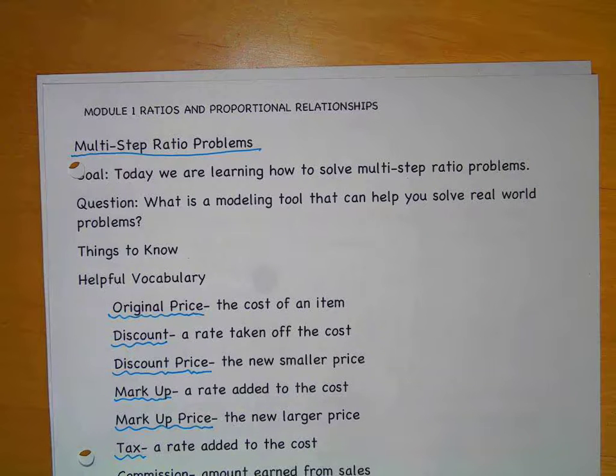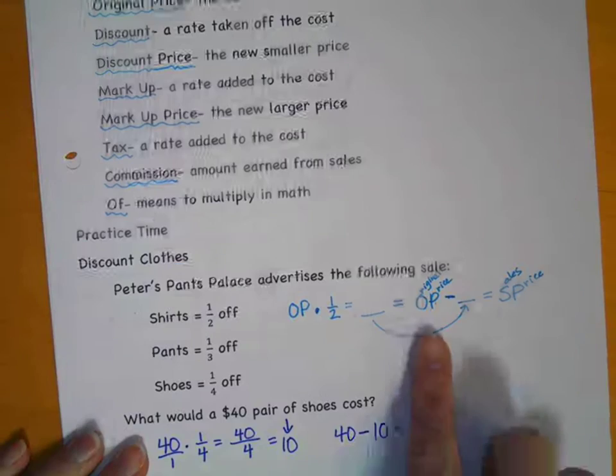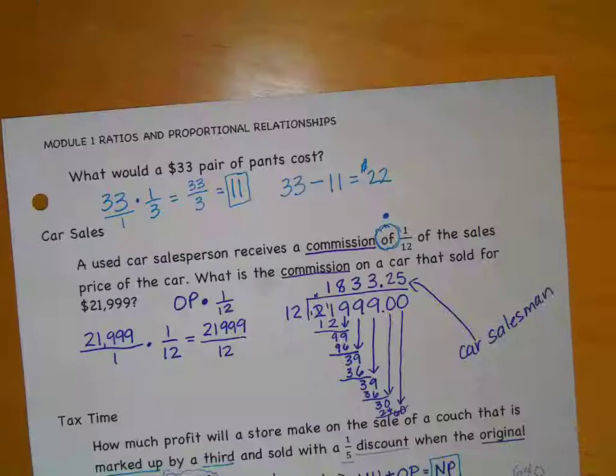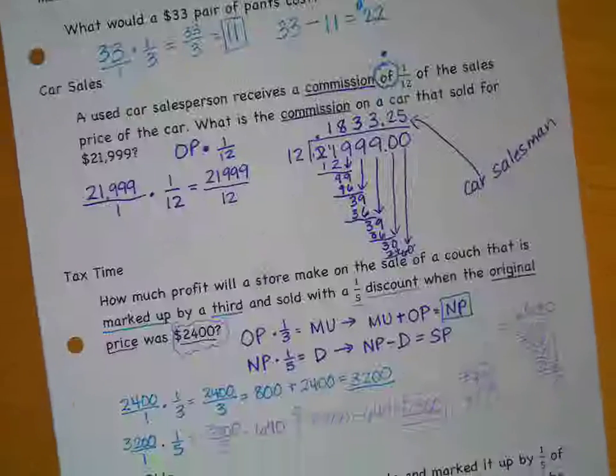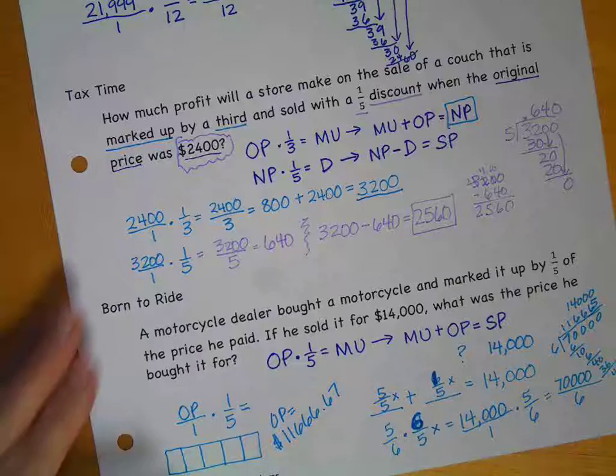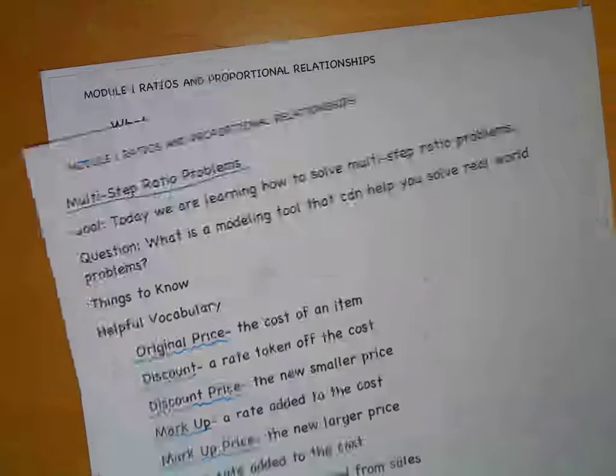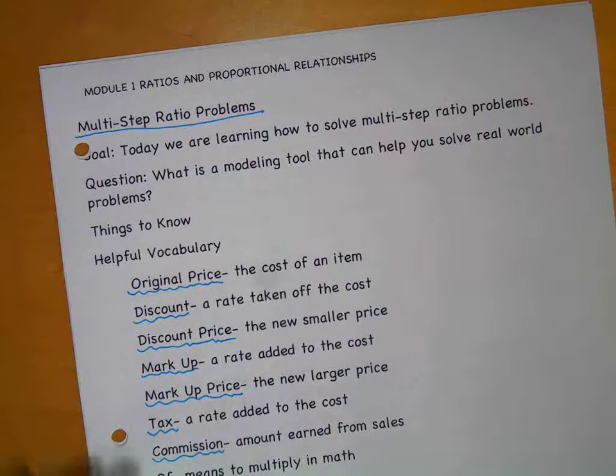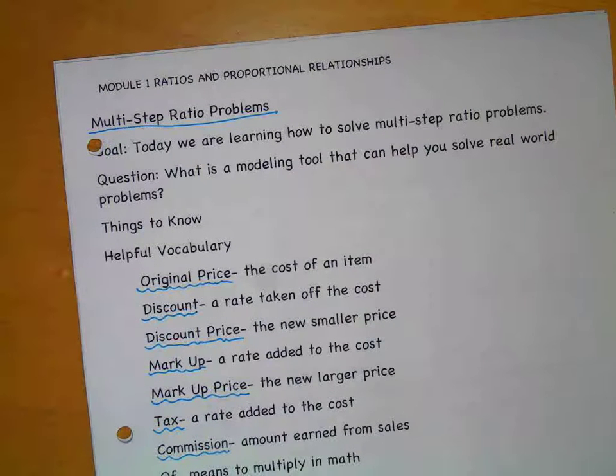So let's go back to our goal. Today we are learning how to solve multi-step ratio problems, which we did. What is a modeling tool that you can use to help you solve real-world problems? I would say any of these math sentences that we set up is a modeling tool. Just write out your math sentence first so that you know what you're supposed to do with it. Another tool is the tape diagram to help you organize it and figure it out. The best thing about this lesson, though, are these vocabulary words, because you need to know what they mean.